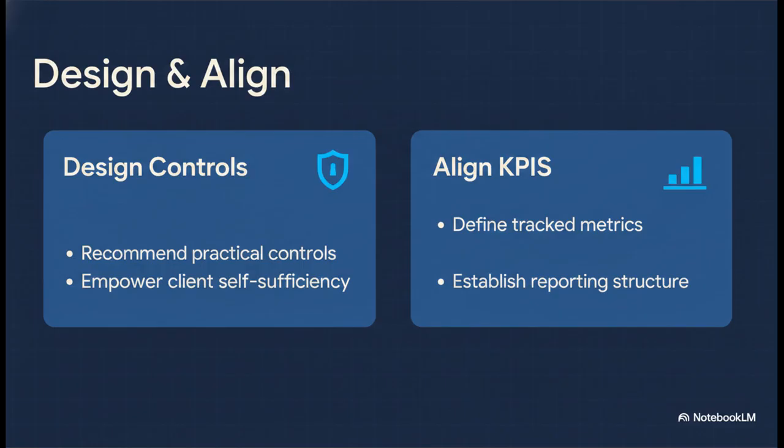Step 4 is designing controls, and Step 5 is aligning KPIs. Now, for Step 4, when you recommend a control, whether it's a new approval workflow, a reconciliation report, whatever, it has to be realistic. What can this specific client actually implement given their current size, budget, and systems? A beautifully designed enterprise-grade control is completely useless to a 10-person startup, right? Then, in Step 5, you align the reporting. Define exactly what metrics get tracked, how often they're reviewed, and by whom.